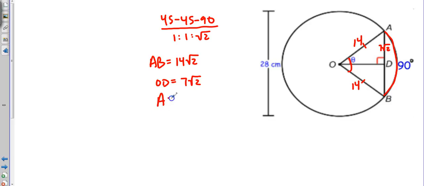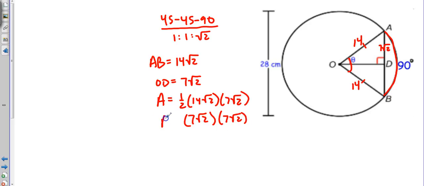So if you're going to find the area, it's 1/2 the base times the height, or just 7 root 2 times 7 root 2. So that's how I found it. There's actually an easier way.